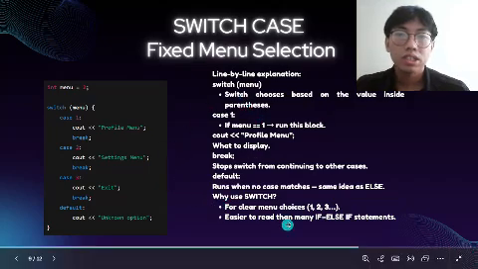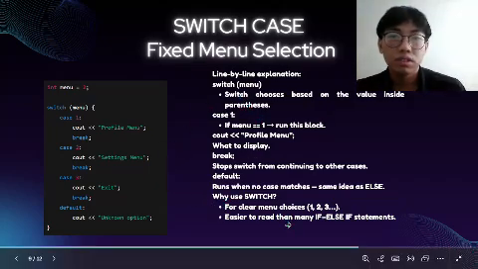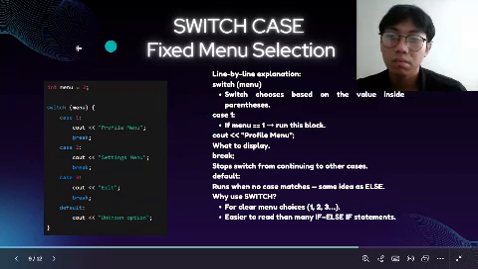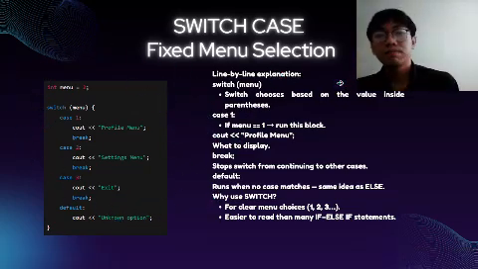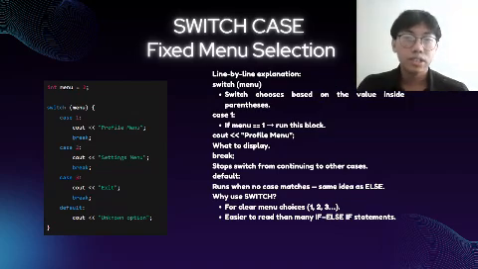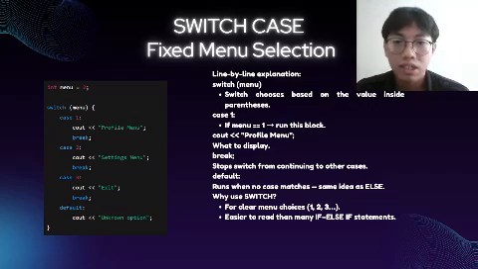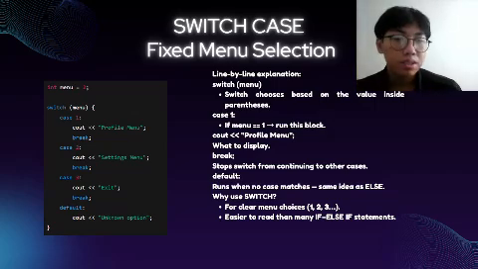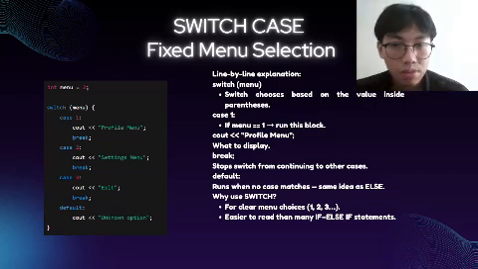The last one is switch case, a fixed menu selection. As you can see, there's an example of the switch case code. The line by line explanation of this code: switch is a menu. Switch chooses based on the value inside the parentheses. Case 1: if menu equals 1, run this block. Count profile menu displays. Break stops the switch from continuing to other cases.